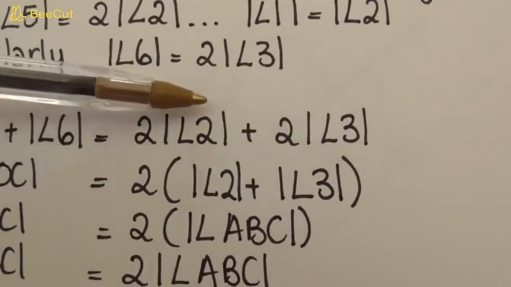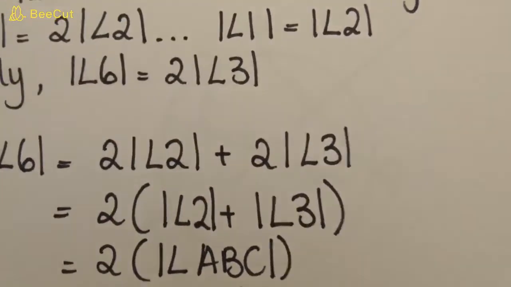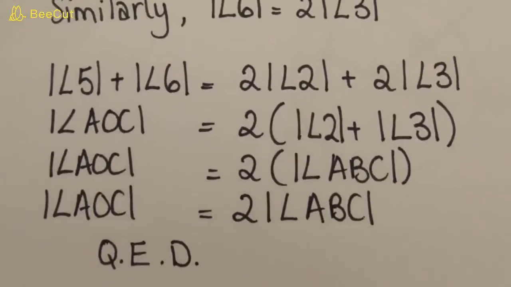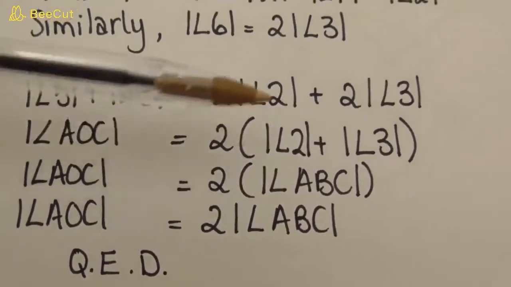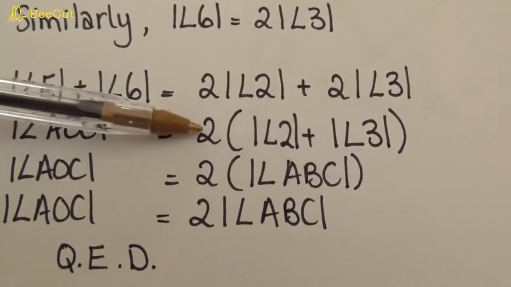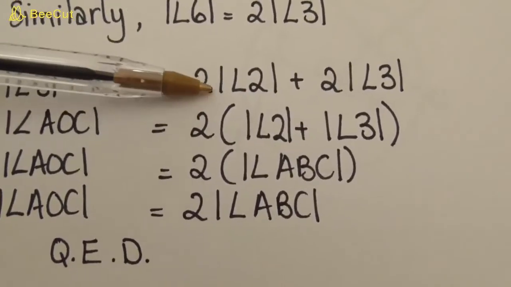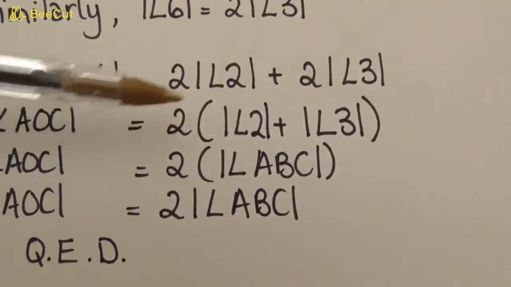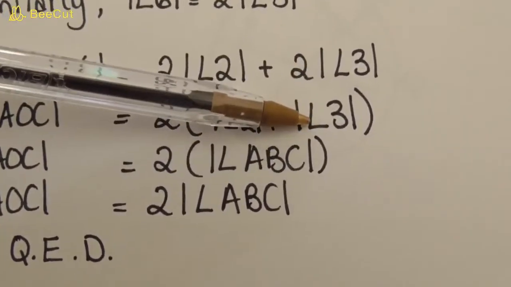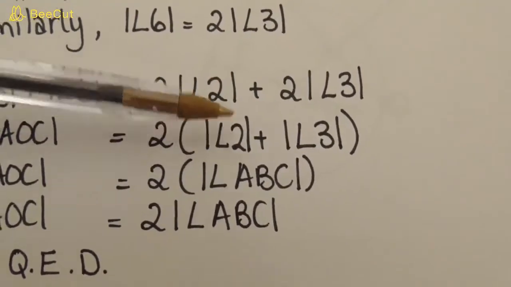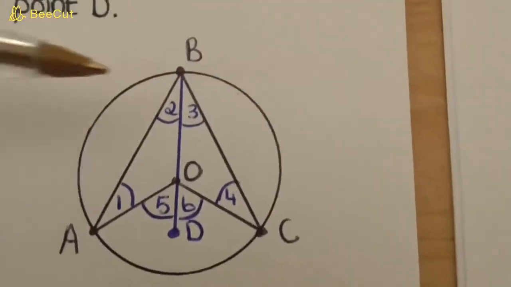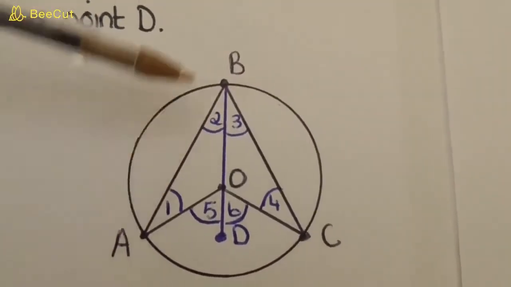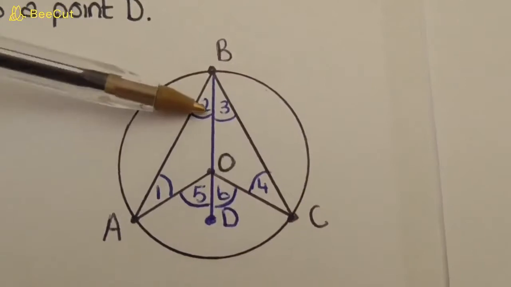So 2 angle 2's and 2 angle 3's should give you back angle 5 and angle 6. Angle 5 and angle 6 is technically angle AOC. 2 is common to both of these, so factor it out. 2 into this goes angle 2 times, and 2 into this goes angle 3 times. Remember, angle 2 and angle 3 is technically angle ABC. Look at your diagram. Angle 2 and 3 is angle ABC.